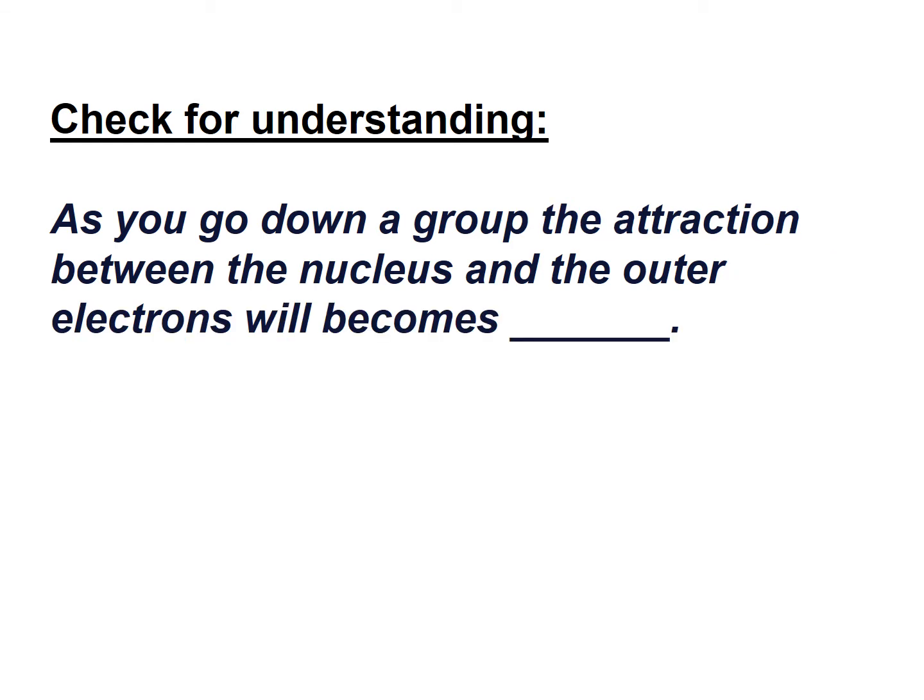Let's have another go. Read through the sentence, pause the video and write down the missing word. Pause the video for 15 seconds now. You should have got weaker. As you go down a group, the attraction between the nucleus and the outer electrons will become weaker. If you did not get this correct, pause the video and correct your answer now.